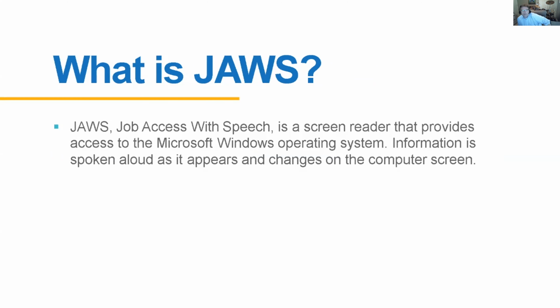So what is JAWS? JAWS is Job Access with Speech, is what it stands for. It's a screen reader that provides access to Windows. Information is spoken aloud as it appears and changes on the computer screen. So if we're using JAWS, it means that either I don't have vision or I don't have enough usable vision where magnification is going to help me.